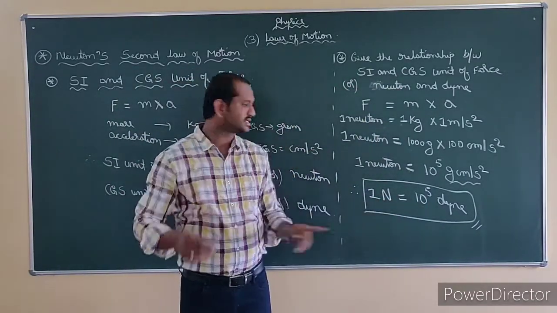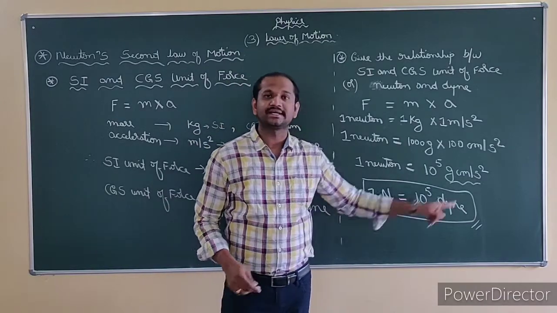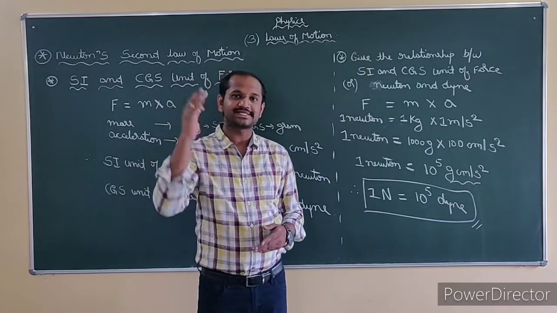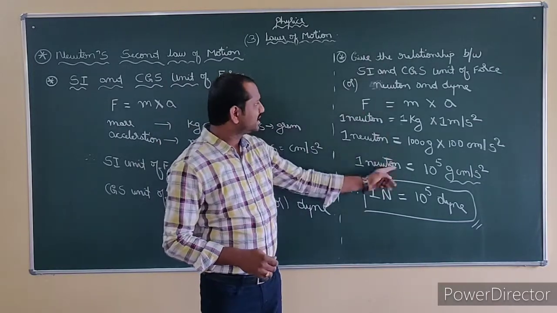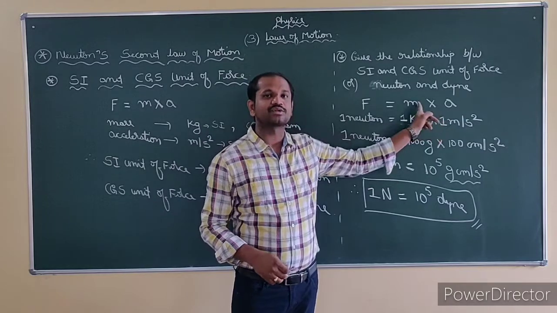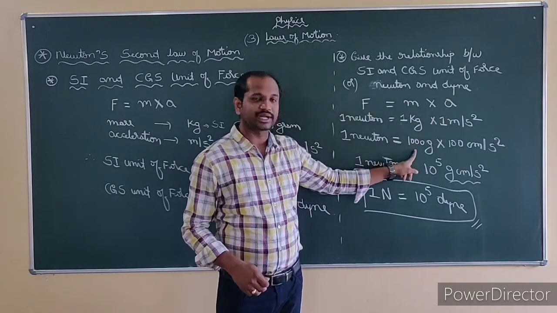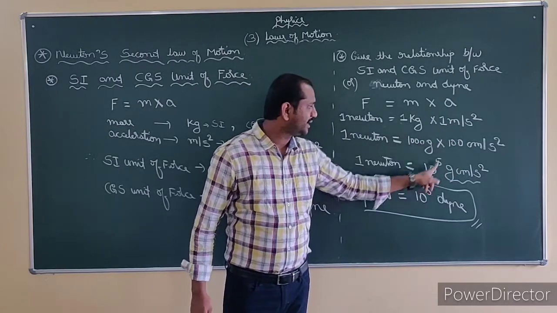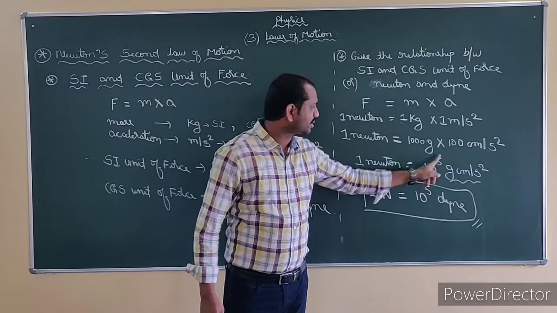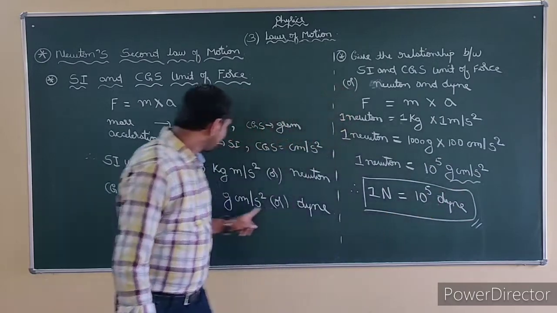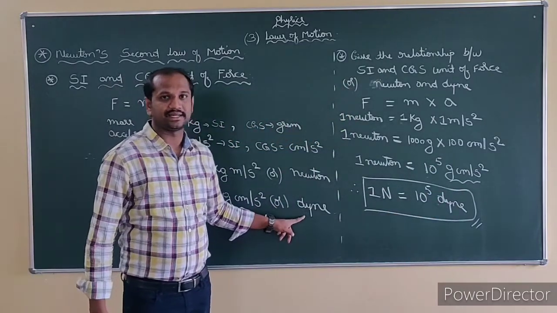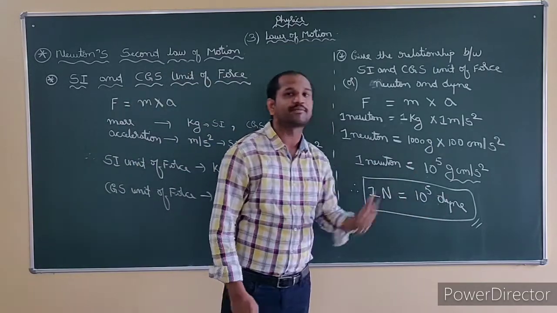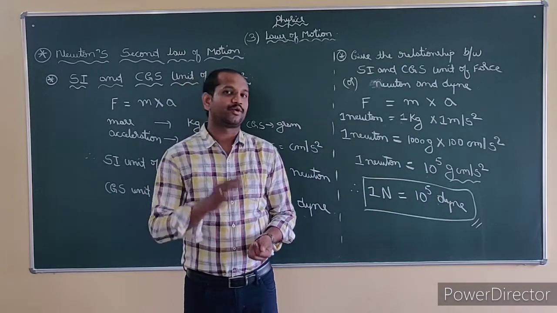1 Newton is equals to how many dynes? 10 to the power of 5 dynes. This is what you are going to derive in your plus 1, that is your 11th class. Understand? To that we need to know that force is mass into acceleration. Kg to gram, meter to centimeter we have converted. Then 1000 into 100 will give me 10 to the power of 5. Gram centimeter per second square is also known as dyne. Therefore, what is the relationship? The relationship is 1 Newton is equals to always 10 to the power of 5 dyne. I hope you have understood.